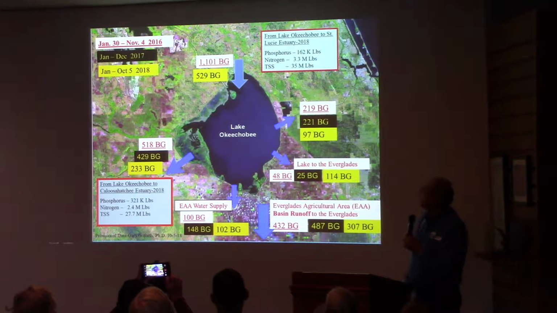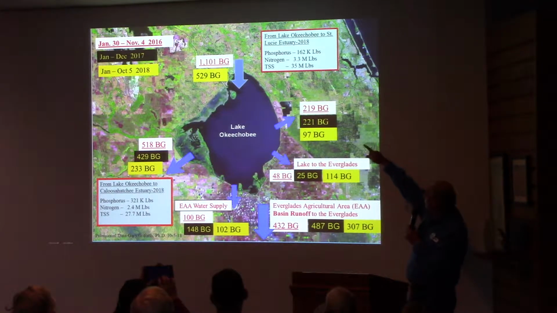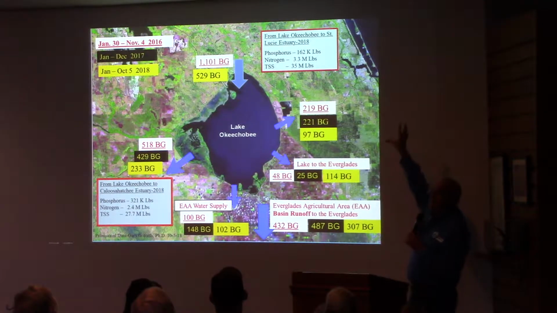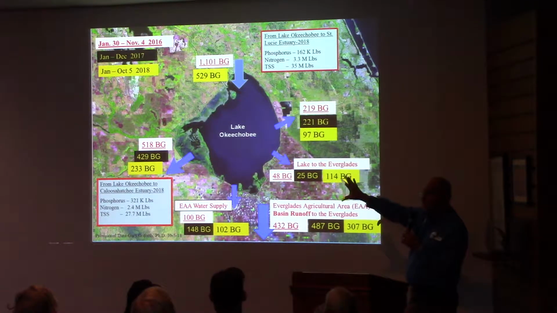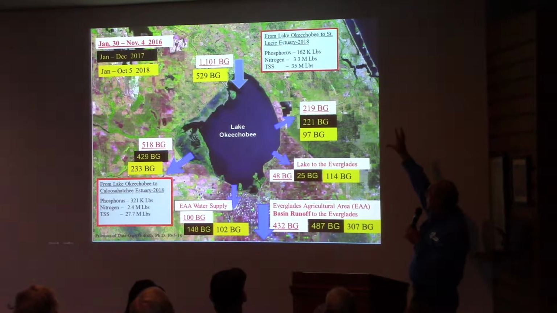So you see the St. Lucie up here, 162,000 pounds of phosphorus. Nitrogen is 3.3 million pounds of nitrogen. And nitrogen is more critical to the estuaries than phosphorus. Phosphorus is freshwater lakes and streams, those are really critical. Phosphorus, nitrogen's critical for us.